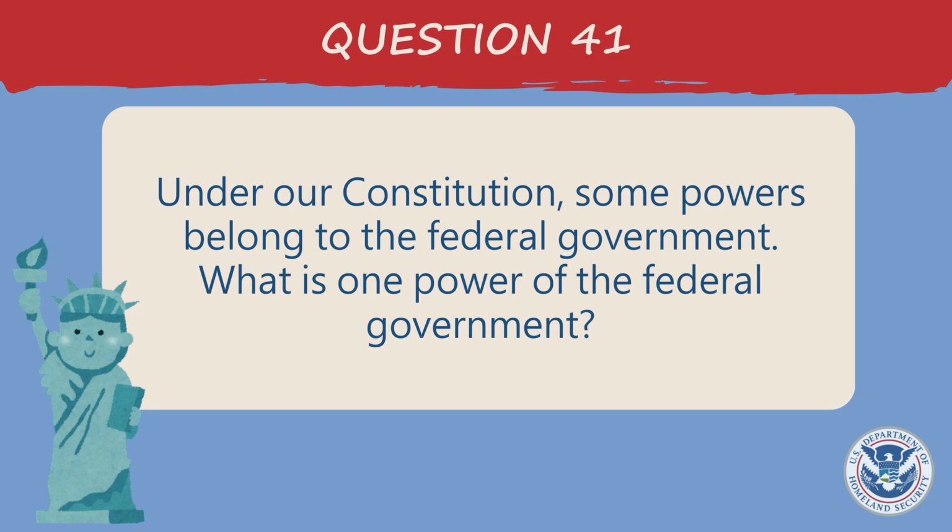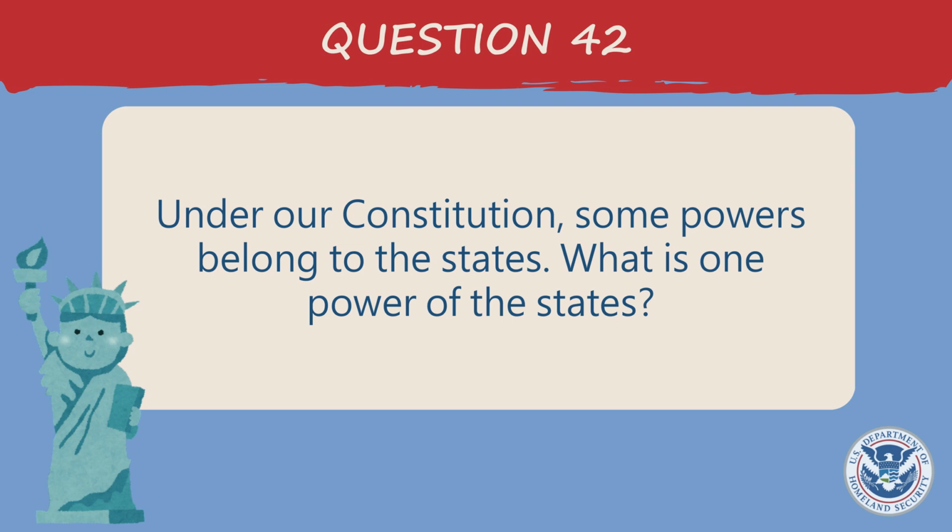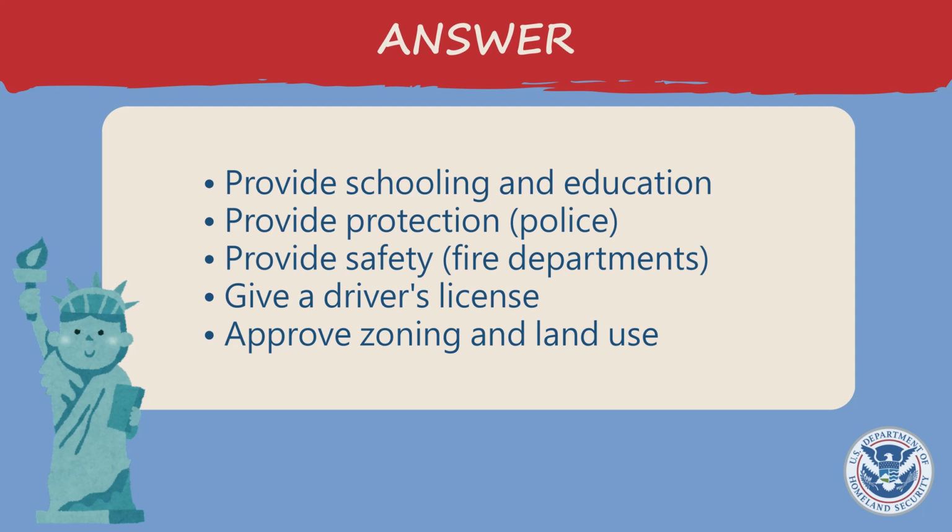Under our Constitution, some powers belong to the federal government. What is one power of the federal government? To print money, to declare war, to create an army, to make treaties. Under our Constitution, some powers belong to the states. What is one power of the states? Provide schooling and education, provide protection, police, provide safety, fire departments, give a driver's license, approve zoning and land use.